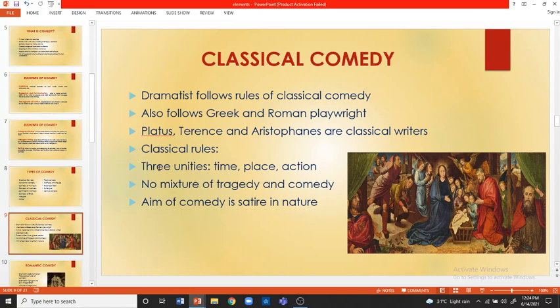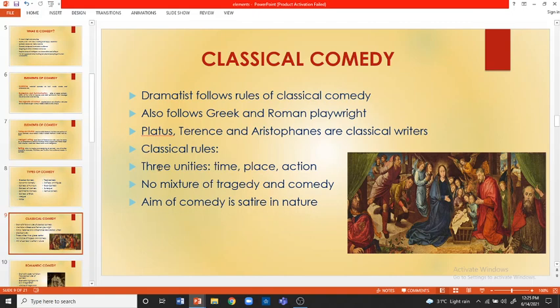But we see that Elizabethan writers did not care for these three unities. Before the Elizabethan playwrights, the three unities were strictly followed by the writers. These three unities are time, place and action.